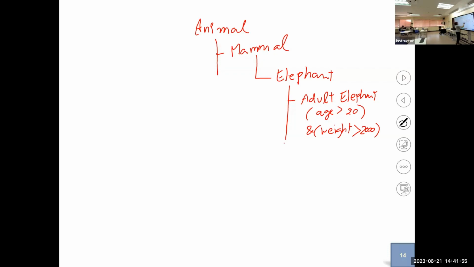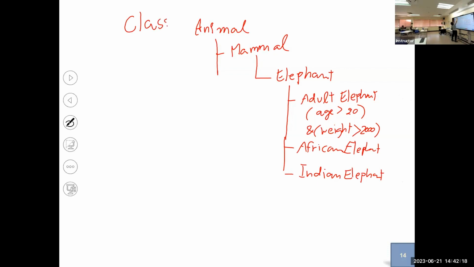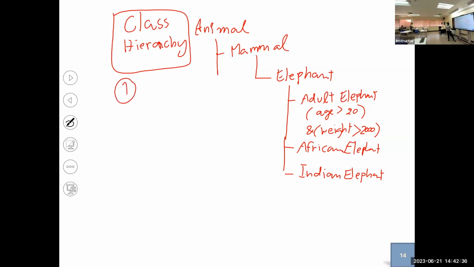And actually, there's also African elephant, plus Indian elephant. All of them here are classes. Okay, we are defining a class hierarchy. So these are in terms of number one components, right?